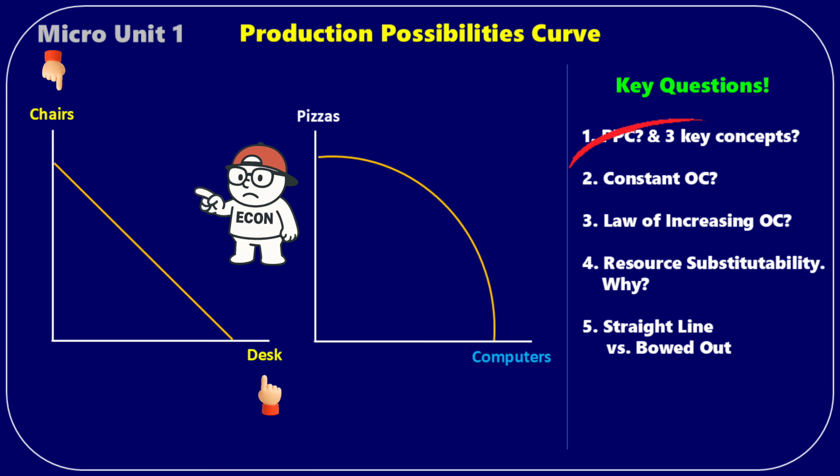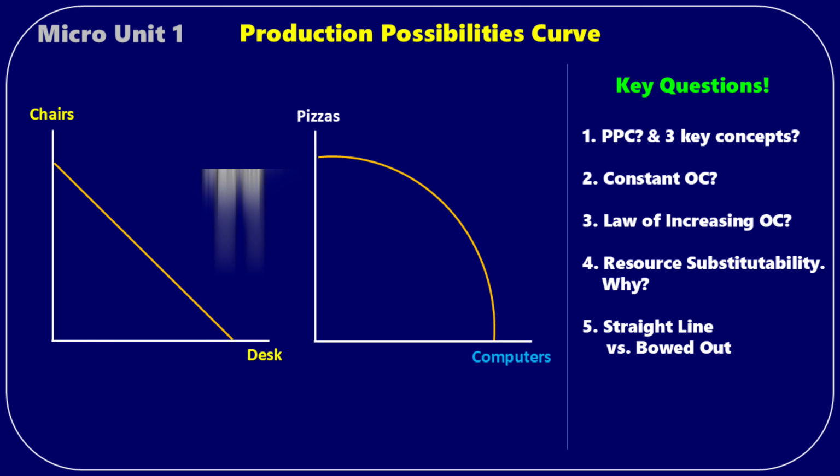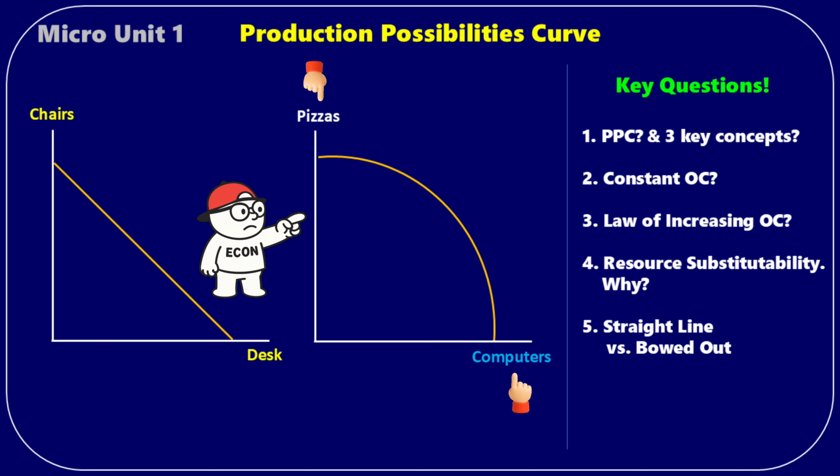This happens because the resources used to make chairs and desks are very similar, or perfectly adaptable. If you move a worker from making chairs to making desks, their productivity stays the same. So the cost of switching is always constant. However, the second graph, showing pizzas and computers, is bowed out. This illustrates the law of increasing opportunity cost.